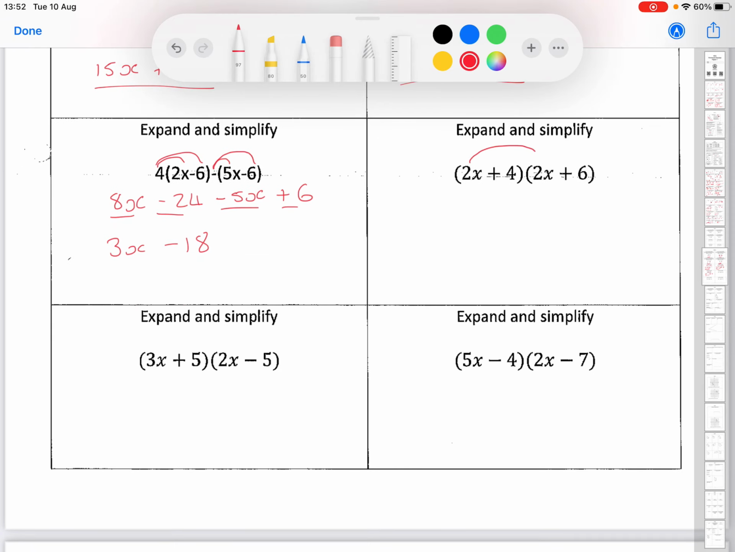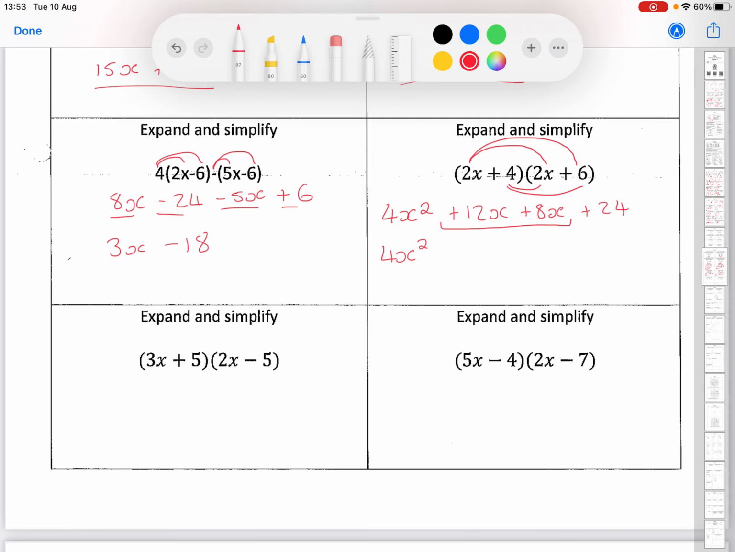Next ones, these will be more like FOIL, so I like to do 2 Santa hats. So we do our first ones. So we do 2x times 2x, that's 4x squared. Then O is next, so we do our outer ones. So we do 2x times 6x, that's going to be 12x. So I've done my top Santa hat, and now I'm going to do my 4. So basically I've done the 2x times both of them, now I'm going to do the 4 times both of them. So I do 4 times 2x, so my inner ones, so that's going to be 8x. And then I do 4 times 6, so that's going to be 24. So my 2 Santa hats, basically.